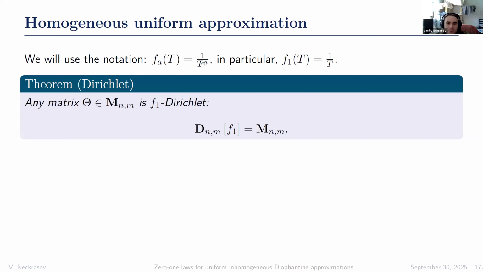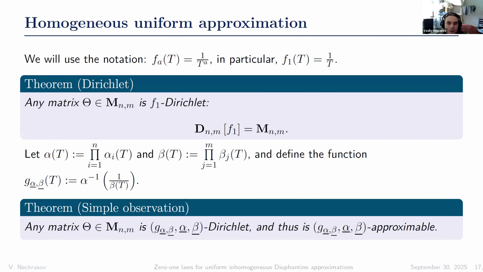So the classical Dirichlet theorem. We will also introduce the notation f sub a is 1 over t to the power a. And in this notation, the classical Dirichlet theorem just says that every matrix is f_1 Dirichlet. That's all that the theorem says. So the Dirichlet theorem just gives the bound for all the matrices.